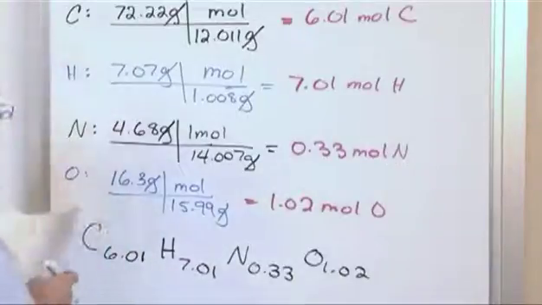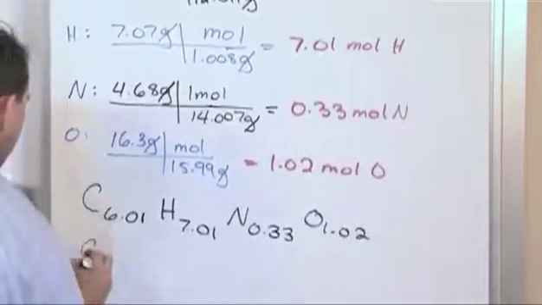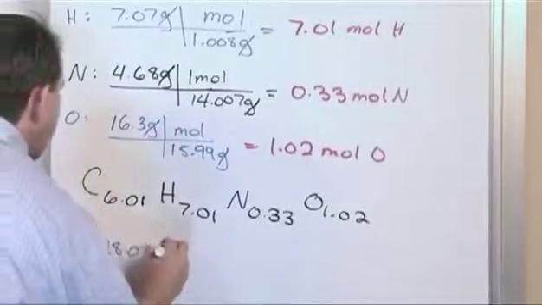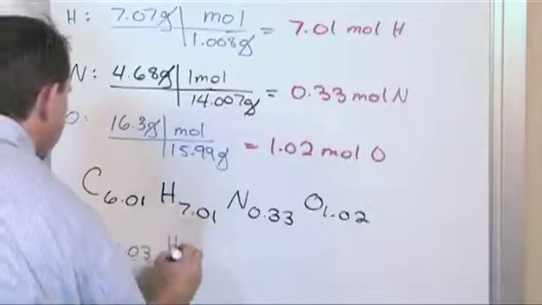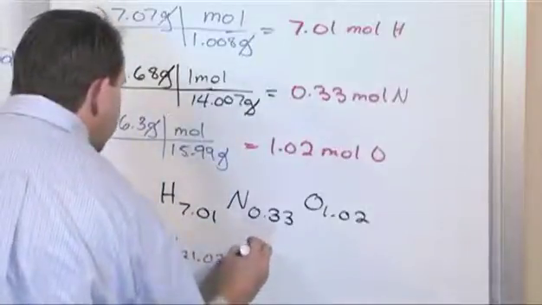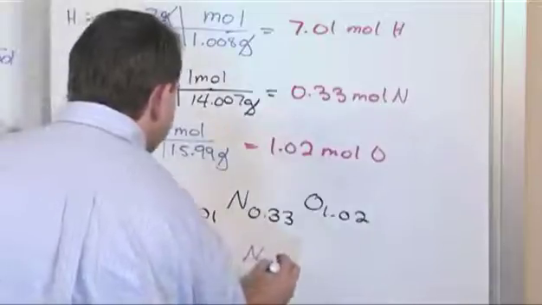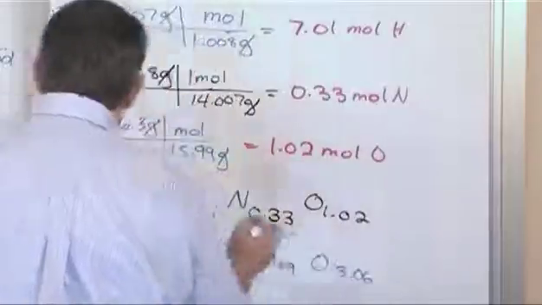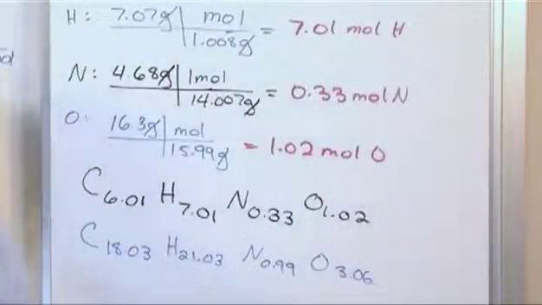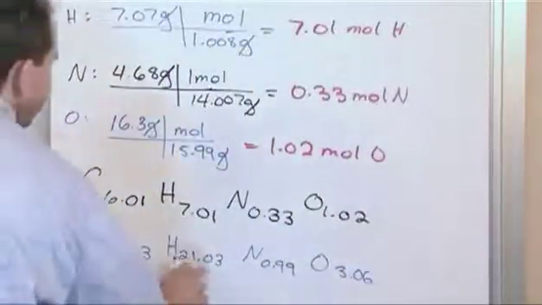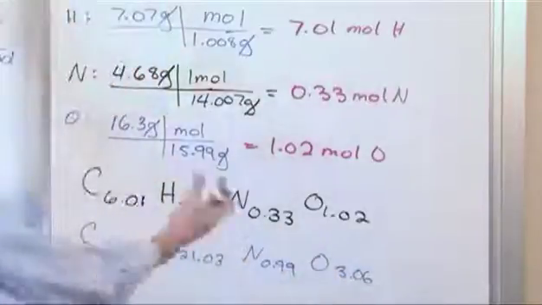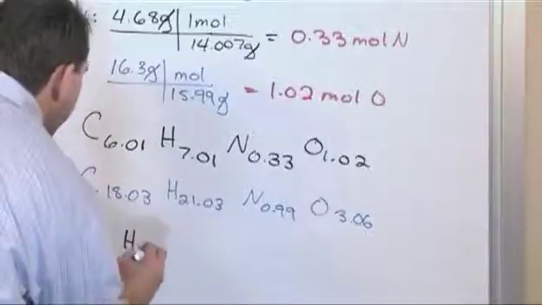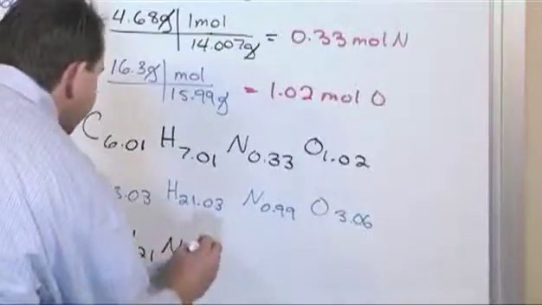So what we're going to have is carbon. When I multiply this by 3, it'll be 18.03. Hydrogen, when I multiply this by 3, it'll be 21.03. Nitrogen will be 0.99. Oxygen will be 3.06. And then basically when you get down to this point in your problem, you look at what you have and you say, these little decimals, they don't even matter because they're in the rounding noise. So you have carbon 18, hydrogen 21, nitrogen 1, oxygen 3.